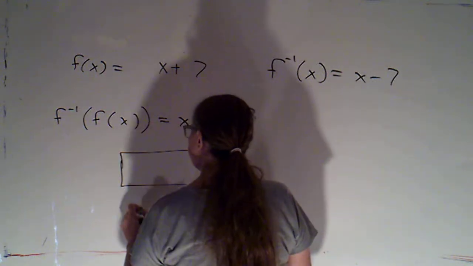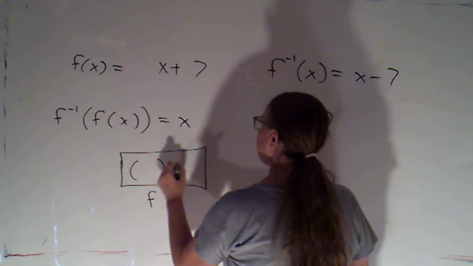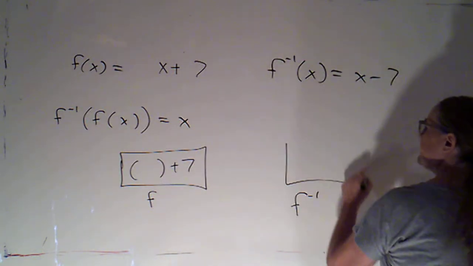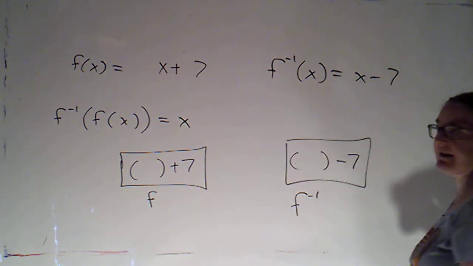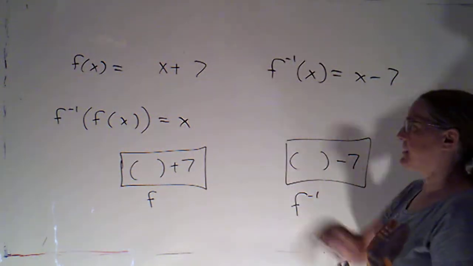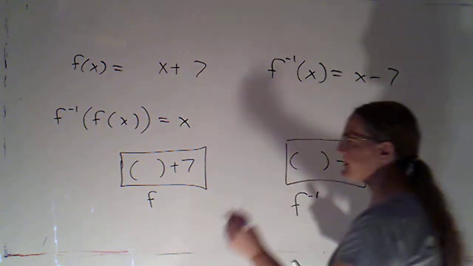But notice, if this is my function f, which has me take my input and add 7, and then this is my function f inverse, which has me take my input and subtract 7. Okay. I mentioned that if we plugged in 3 so that we got 10, we could figure out that that was what we had plugged in. Let's just take a look.